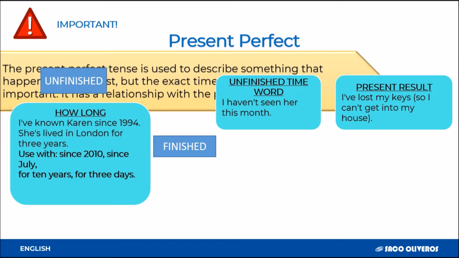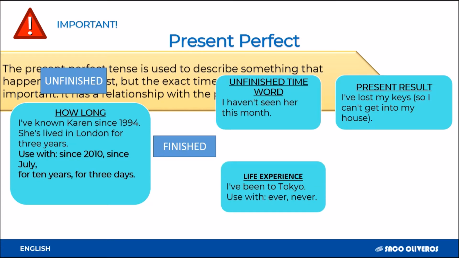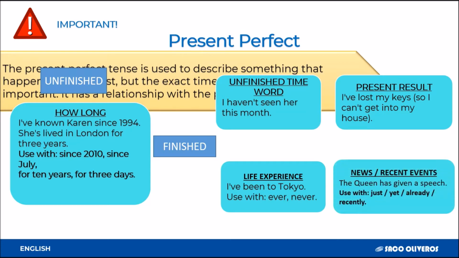I've lost my keys, so I can't get into my house. Life experience: I've been to Tokyo. Use with ever or never. News or recent events: The Queen has given a speech. Use with just, yet, already, and recently.